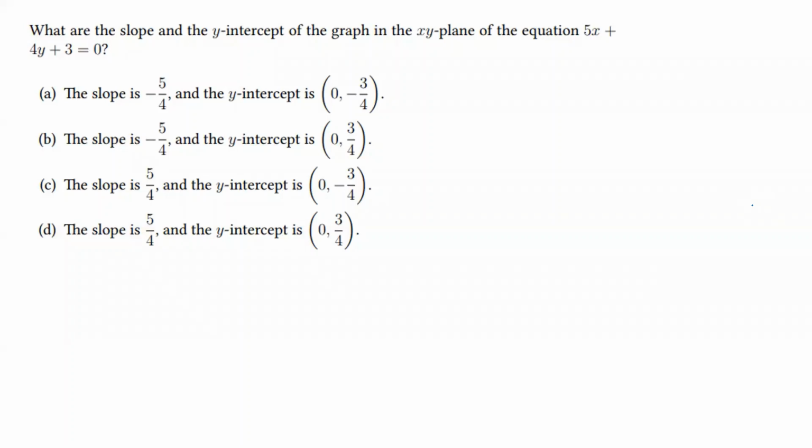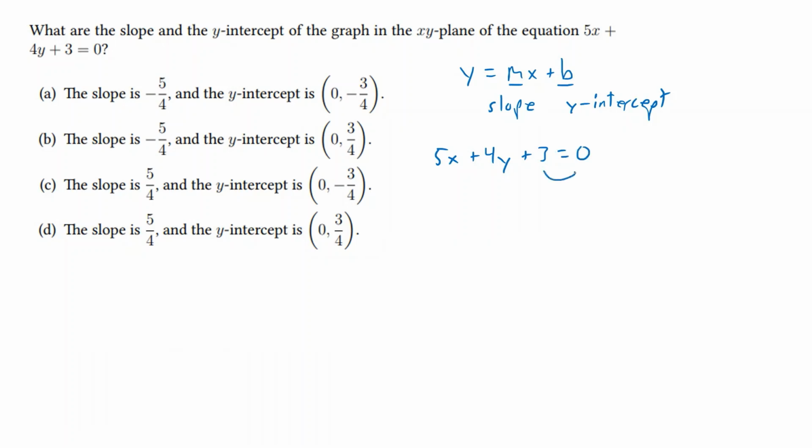We are going to first rewrite this equation in terms of the form y is equal to mx plus b. This is called slope-intercept form, where m is the slope and the constant that is added is the y-intercept. We are given the equation 5x plus 4y plus 3 is equal to 0.